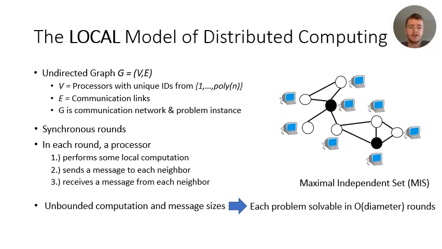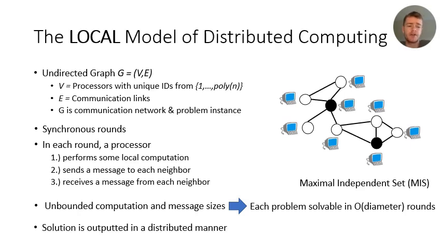As a result, each problem that can be solved can actually be solved in order diameter rounds. Why is that? First, each node can learn the whole graph in order diameter rounds. That's a consequence of the unbounded message sizes. And then second, once a node learns the whole graph, because of unbounded computation, it can solve locally any problem it wants.